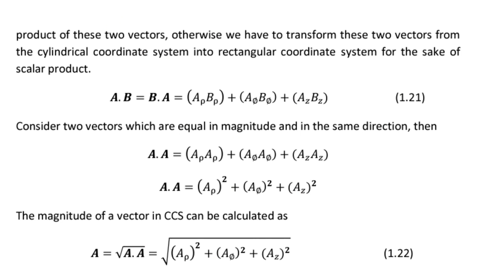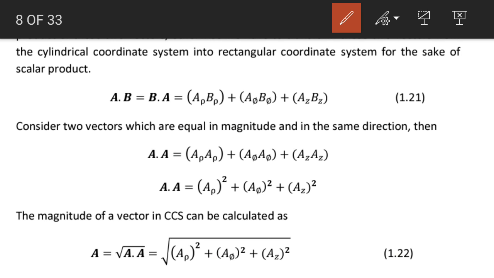The scalar product of two vectors in the cylindrical coordinate system. We need to satisfy the same condition for the scalar product as well. If phi is the same for vector A and B, then we can find the scalar product of these two vectors directly in the cylindrical coordinate system as we did in the rectangular coordinate system. If phi is different for A and different for B, then you are stuck. You cannot find the scalar product of these two vectors directly in the cylindrical coordinate system. Under this condition, you will have to transform these vectors from the cylindrical coordinate system into the rectangular coordinate system.